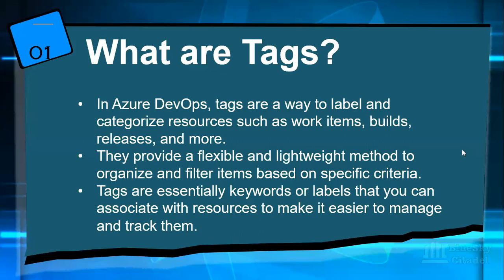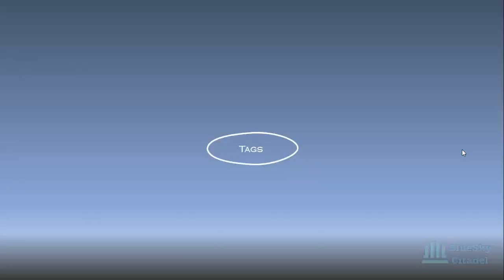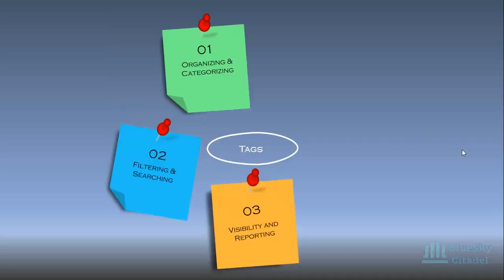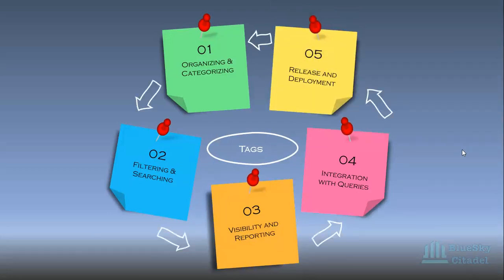Tags basically use keywords that are associated to a specific resource, and then it helps you to manage them and to track them. So here are some key points for tags. I'm going to look at them very briefly and I'll go over them in a little bit more detail. Like I mentioned, it's really good for organizing and categorizing, for filtering and searching, good for visibility and reporting. Again, it can be integrated with queries, which we'll have a look at practically when I go onto the board. And it's also really helpful with release and deployment.